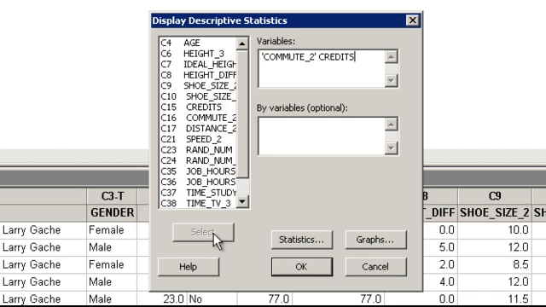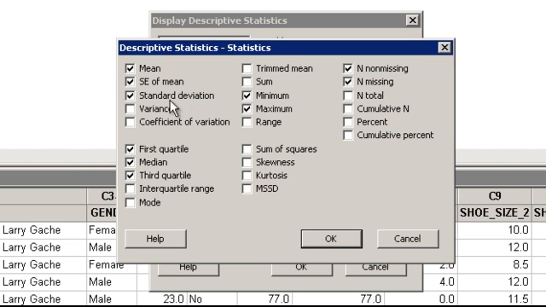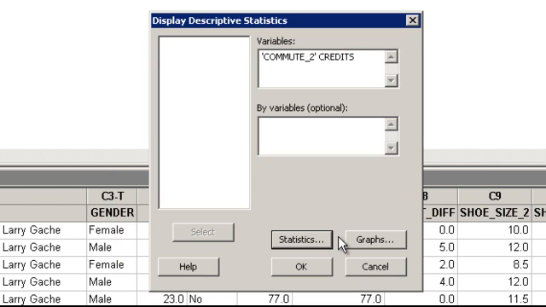Now you can do these one at a time, or you can do them together. Now if we click on statistics, we can actually choose different stats. For example, if we wanted variance, we can click variance. If we would like the interquartile range or the mode, we can select those. Let's just hit OK. Let's hit OK again.